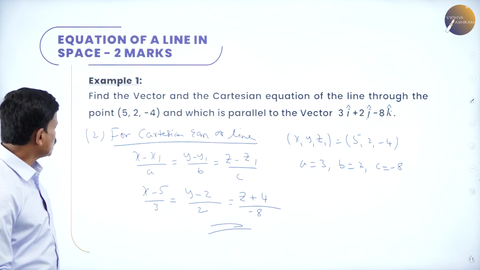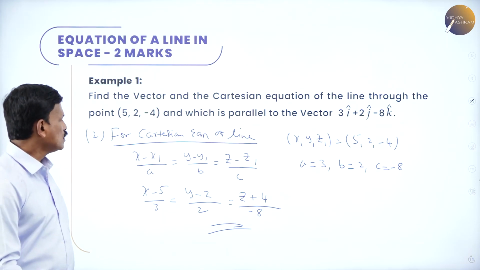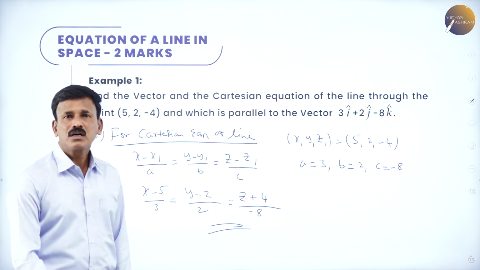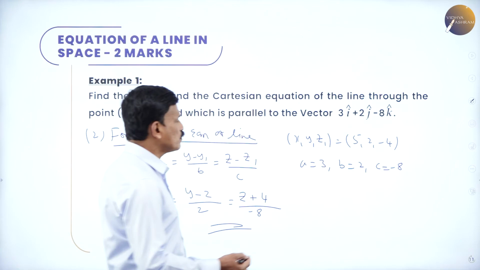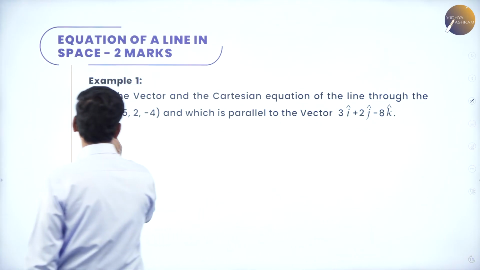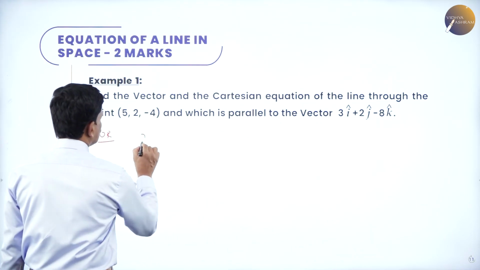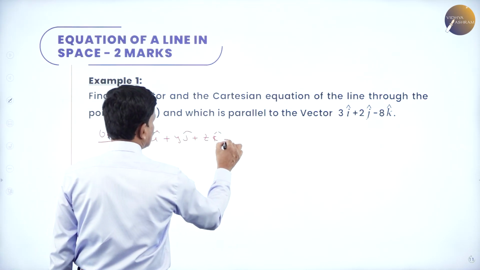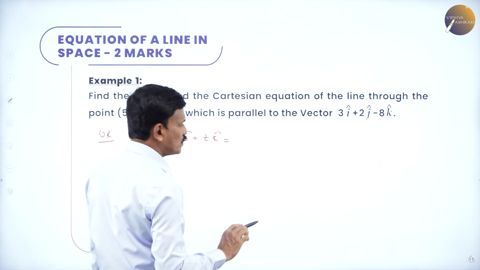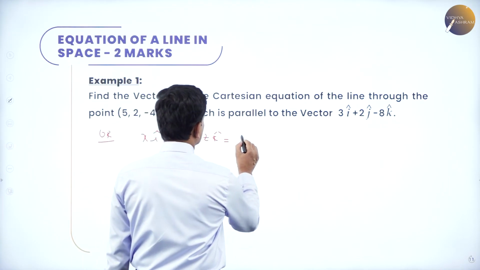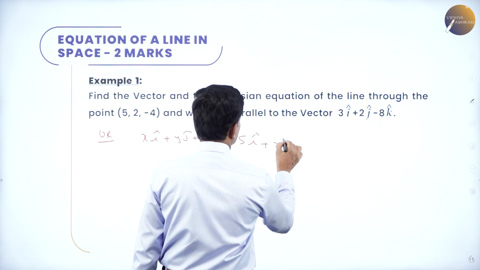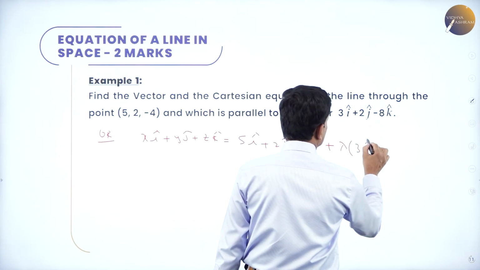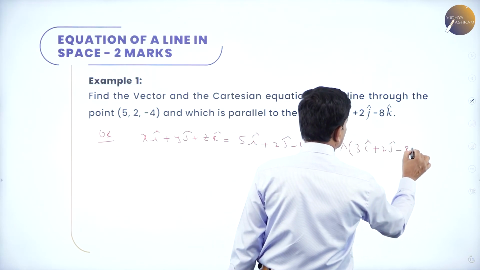Okay. What is the Cartesian equation? (x − 5)/3 = (y − 2)/2 = (z + 4)/(−8) is the Cartesian equation of the line. Or otherwise, you can also simplify like this. xi + yj + zk is equal to, what is the previous equation we got? That is 5i + 2j − 4k + λ(3i + 2j − 8k).